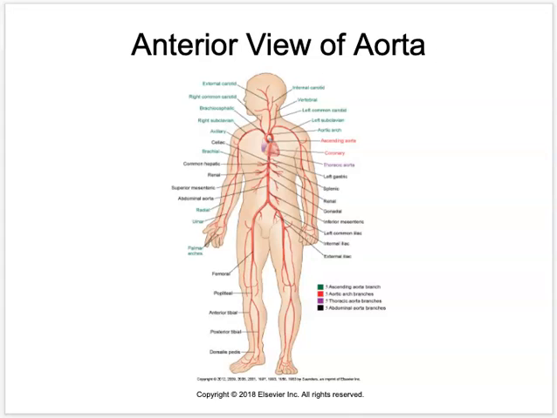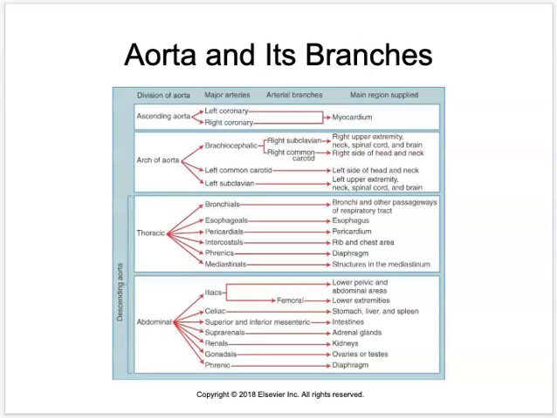You have the ascending aorta, the aortic arch, and the descending aorta, which is further divided into the thoracic aorta and the abdominal aorta, which you can see in this image. This chart shows the schematic diagram of the aorta and its many branches.